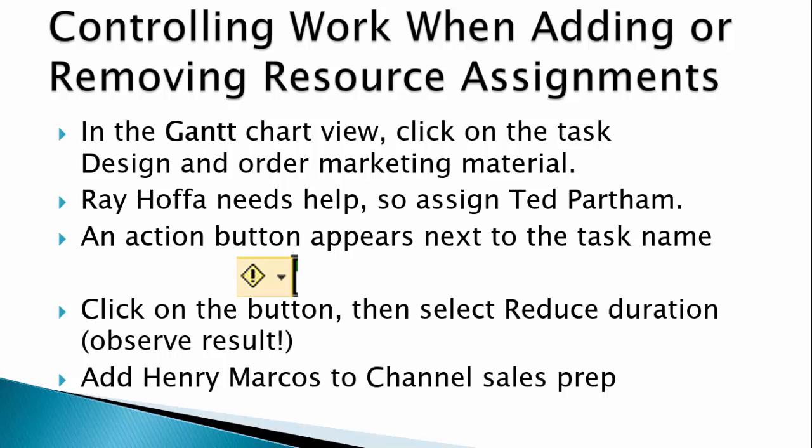An action button, the exclamation point in a yellow diamond, will appear to advise you that the software needs more guidance to compute the result of the change. Click on the arrow next to the action button to see the choices. Reduce the duration, but keep the same amount of work. Increase work to fill up the time because the task requires more effort. Or reduce the hours that resources work each day, keeping the work and the duration the same.